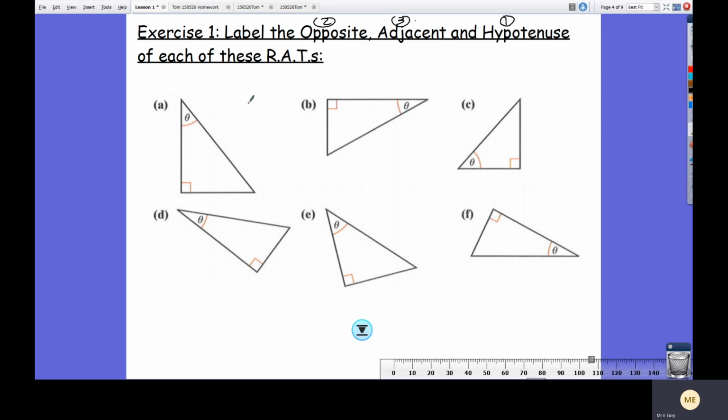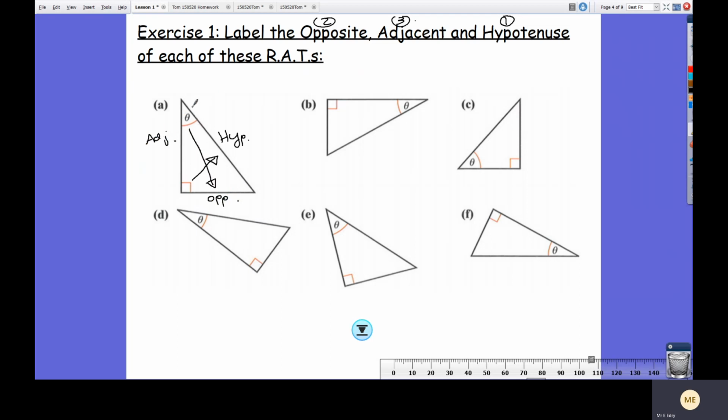Okay, let's go over the answers. So looking at my first question, A, I've got my right angle down here. If I do an arrow straight off that, I hit the side here. So that is the hypotenuse, the longest side. If I now look at the angle that I'm given, which is theta, if I go down and draw an arrow straight from it, I hit the side on the bottom, that is my opposite. And the adjacent is the side that we are left with, which just touches the angle.